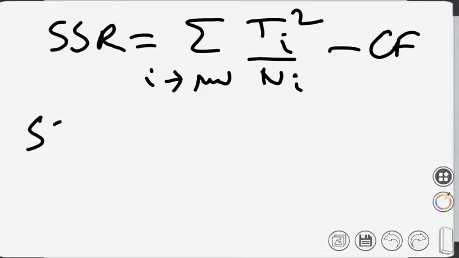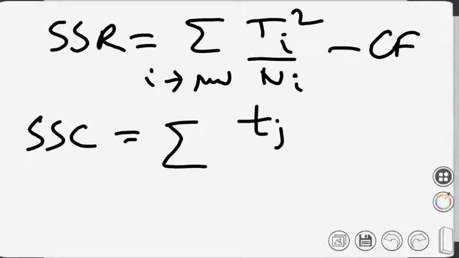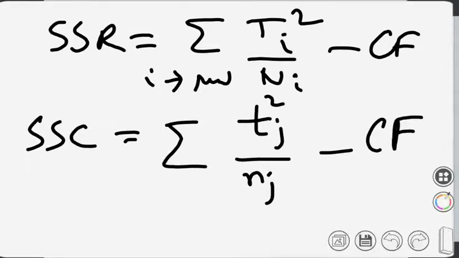Now SSC. This is for column. It is a similar formula. What will it be? Similar formula. So notation: summation Tj square by small nj minus CF. j is for column. Yes. So Tj square by nj minus CF. Okay?